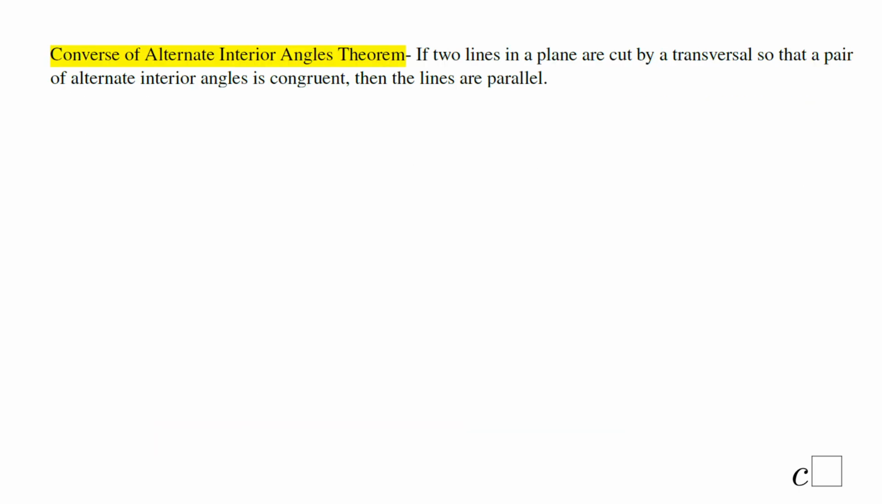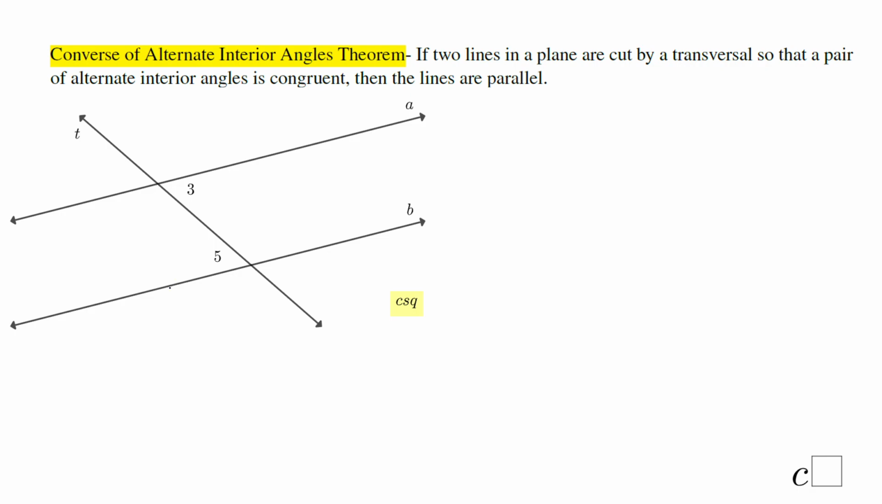The next one we're going to look at is the converse of alternate interior angles. Let's take a look at this picture. If you notice, angles 3 and 5 are alternate interior angles. They are between lines A and B, one on one side, the other on the other side. If these two alternate interior angles are congruent, then the lines are parallel. So I'm going to write here, if angle 3 is congruent with angle 5, then A is parallel to B.